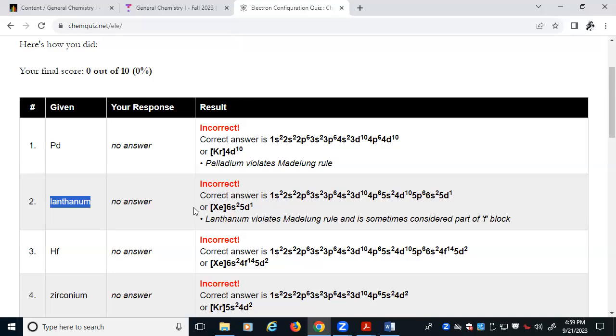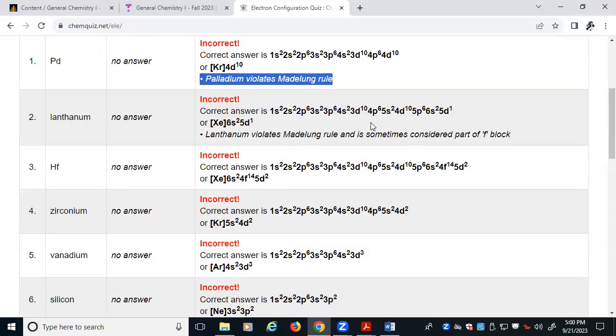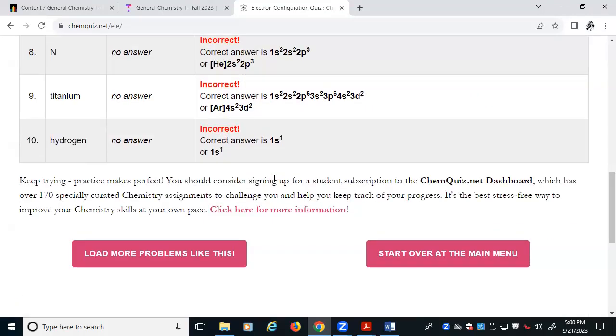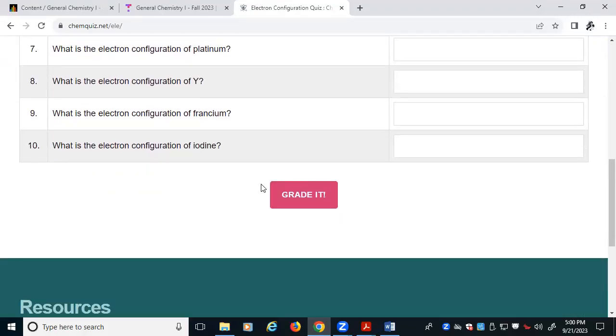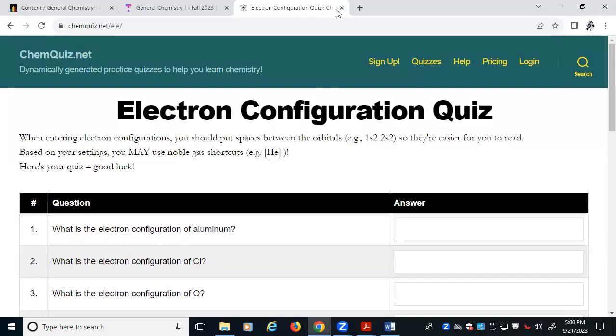But it'll tell you if it violates what's called the Madelung rule, which is what we are just calling anomalies or exceptions. So, why does palladium not have a 5s2? Well, we discussed that. It's one of the exceptions. So it gives you that information there as well. It allows you to regenerate new questions, new configurations, as well as going back to others.